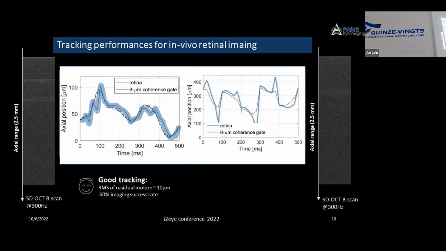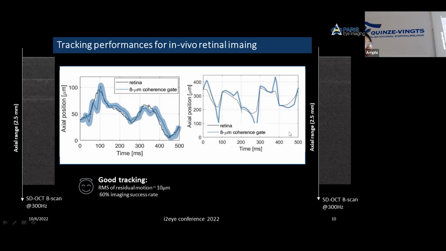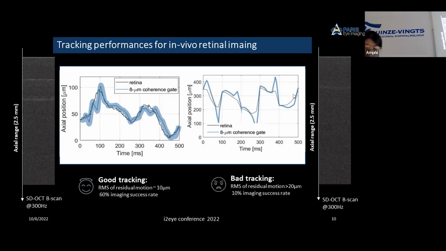But on the other hand, there are some cases where we don't have a very high signal from the subject, and the subject can move fast with a very large amplitude. In this case, we are not able to perform very good tracking. Mostly the retina is outside the coherence gate, so in general we only have a 10% chance to get the tomographic signal with this poor tracking.